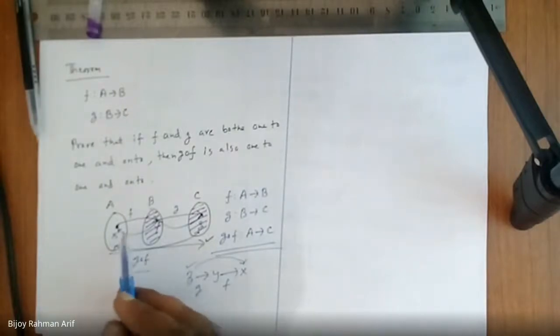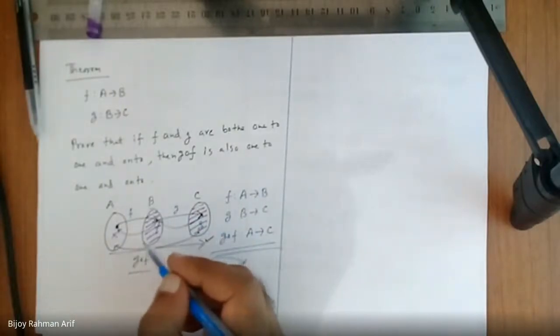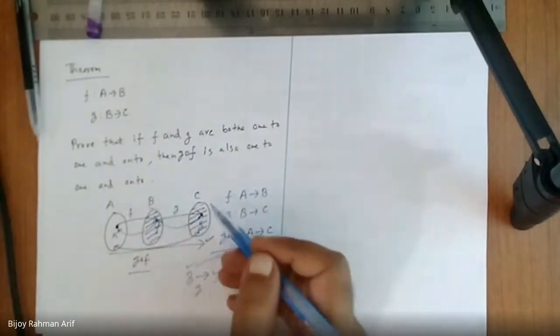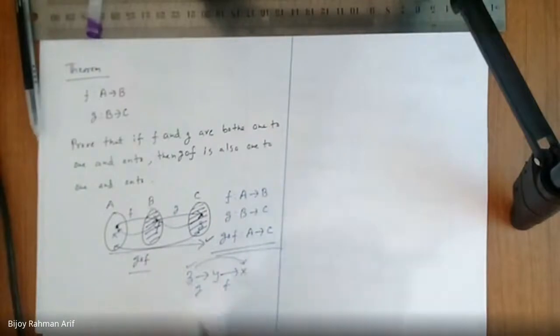For F, whole B is used. Again, if you take G, if whole B is used, then whole C is also used. So definitely it is one. Simple. The same, you have to apply this. For F, whole B is used.